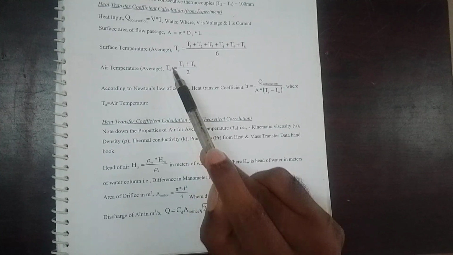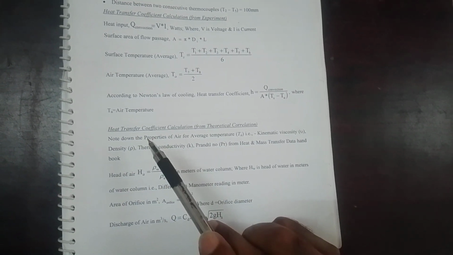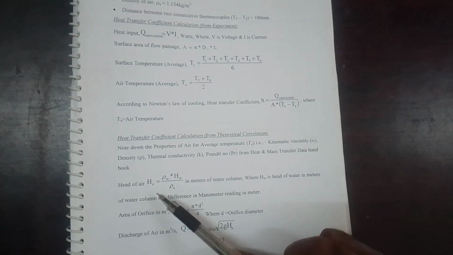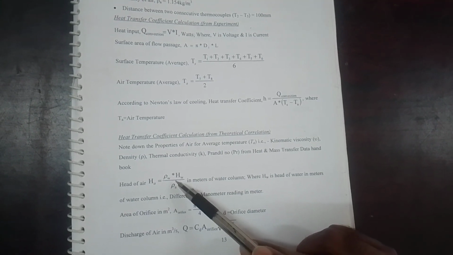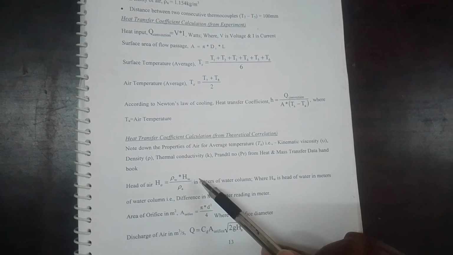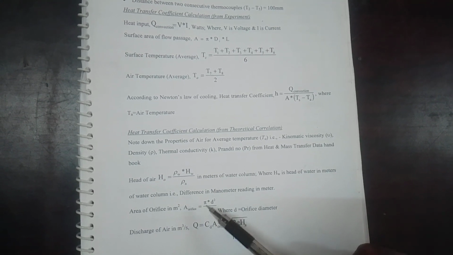Here we note down the properties of air at the average temperature, which we found as the ambient temperature. For that we find the kinematic viscosity, density, thermal conductivity and Prandtl number from the heat transfer data handbook. Then we substitute the density of water and the density of air. We can then find HW, the head of water from the manometer reading, that is, the difference of the manometer readings. We put that value over there, and then we get the head of air.